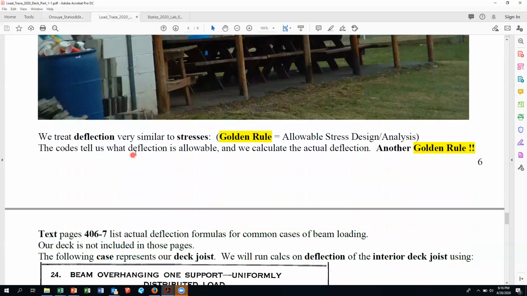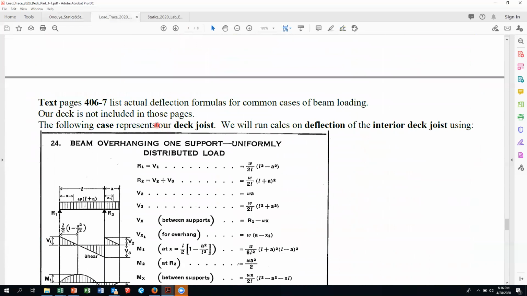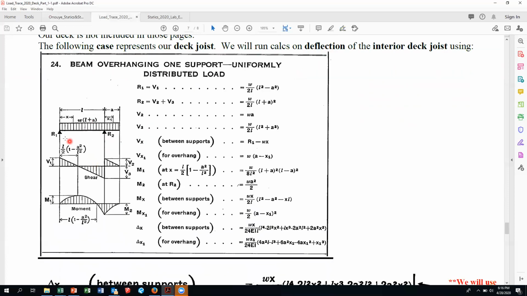Okay, again, we treat deflection very similar to stresses, the golden rule, allowable stress design analysis. We talked a little bit about the codes and how we calculate actual deflection, and basically another golden rule. So those pages that we talked about, 406 to 407, showed us those deflection formulas for common cases of beam loading. But our deck was not included in those pages. This really is our deck, right?